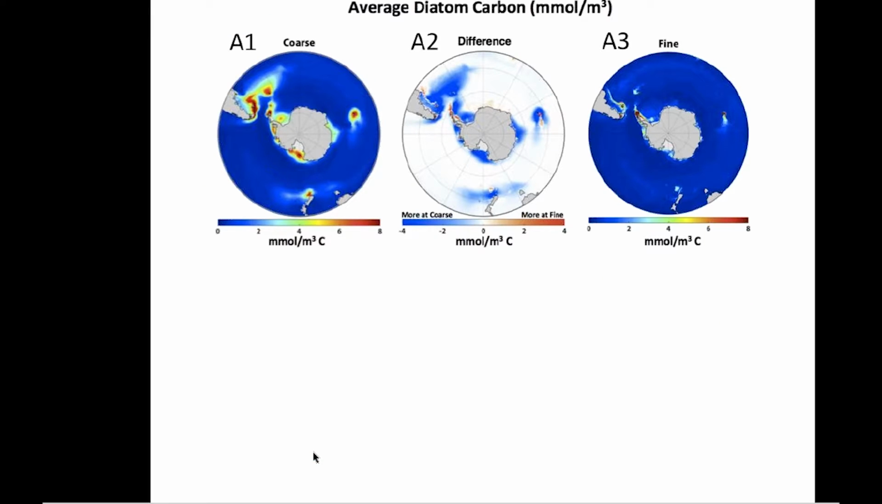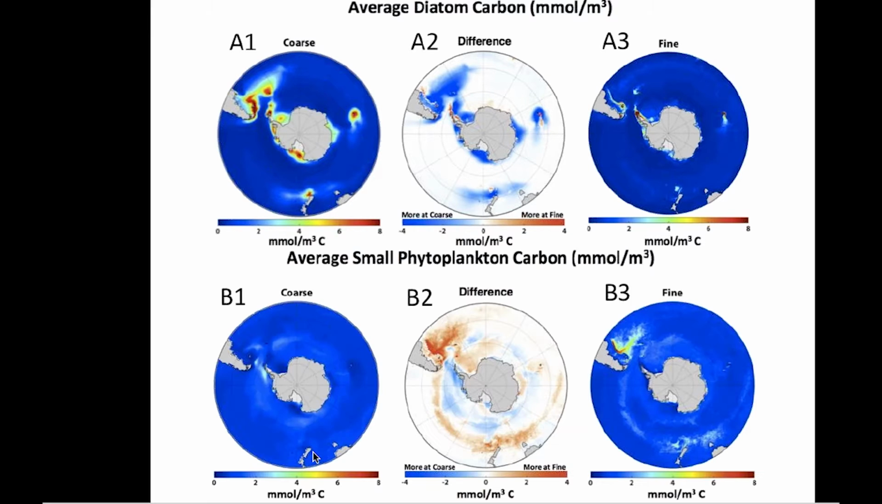And what you see here, the middle figure is the difference between the fine and coarse resolution. So this is average diatom carbon in millimoles per cubic meter in the surface of the ocean. And if it's blue, that means that more diatoms are being simulated at the coarse resolution. And if it's red, then more diatoms are being simulated at the fine resolution. So we also did this for average small phytoplankton carbon.